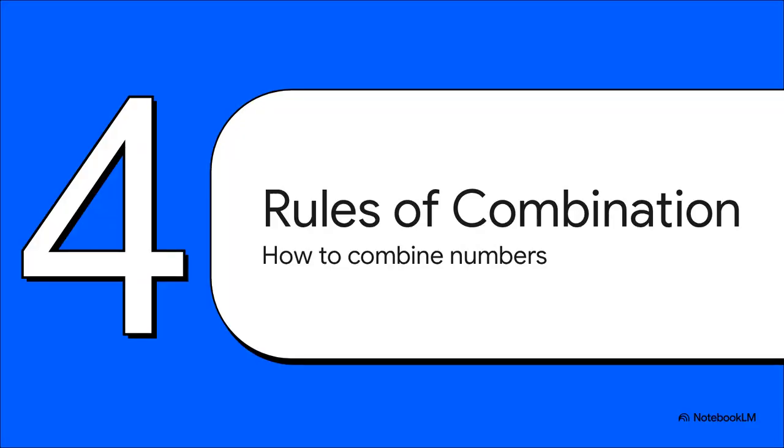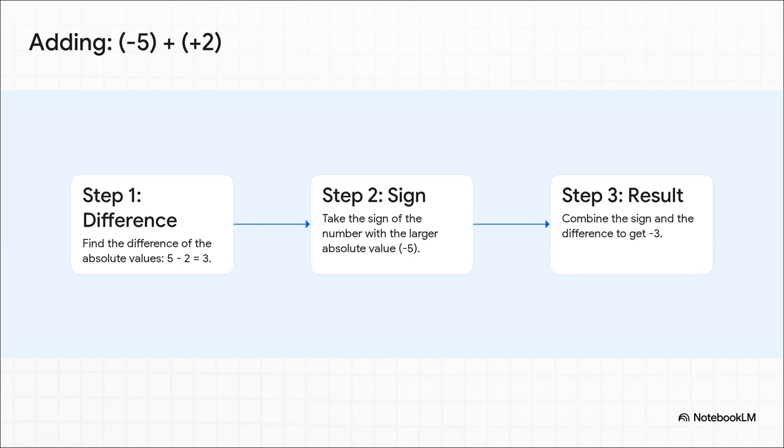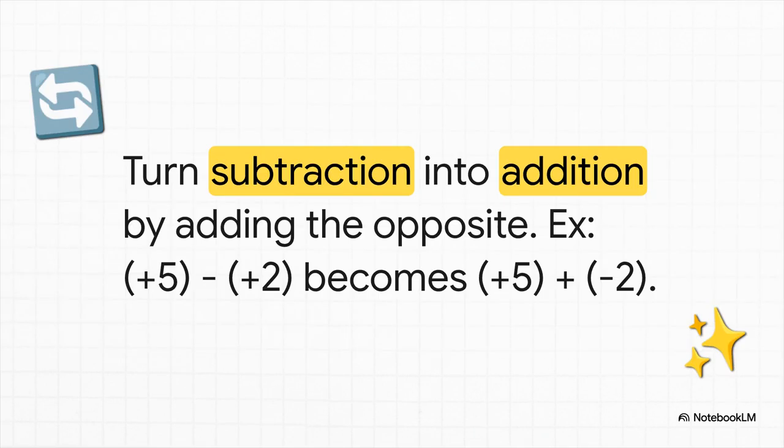And now for the main event. How do we actually do math with these numbers? Let's get into the rules for adding, subtracting, multiplying, and dividing. Okay, let's start with adding numbers with different signs, like -5 plus +2. Here's how it works. First, just ignore the signs and find the difference between the numbers. So 5 minus 2 is 3. Easy. For the last step, you just look back at the original numbers. Which one was further from 0? The -5, right? So our answer takes its sign. The answer is -3.